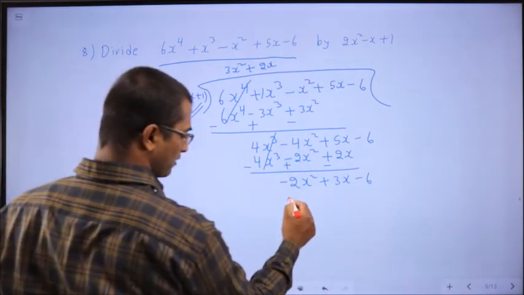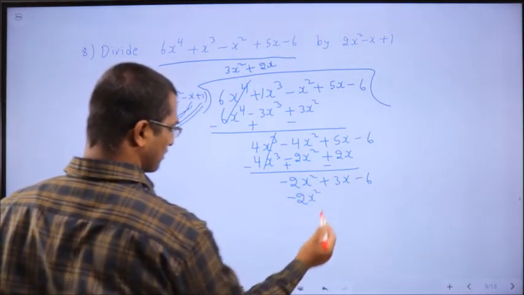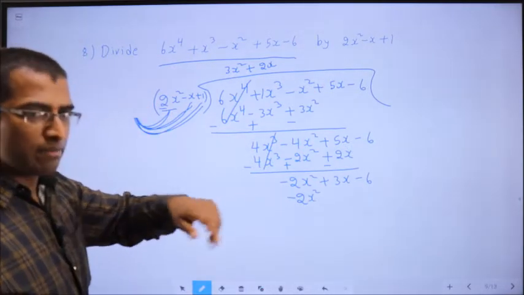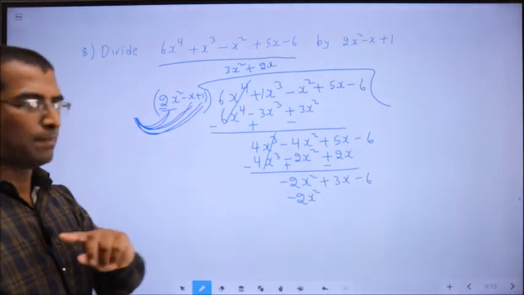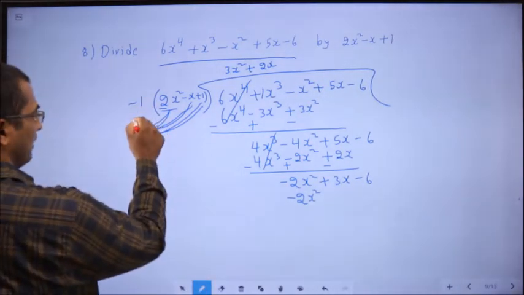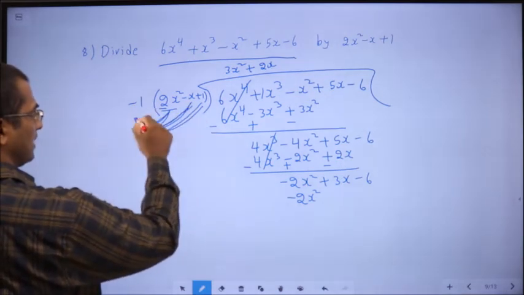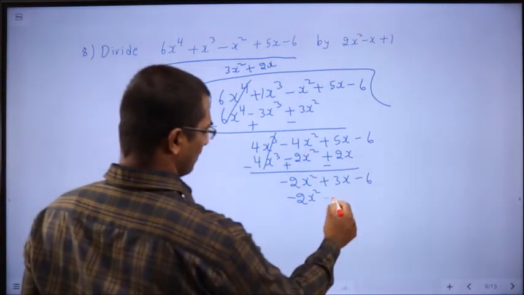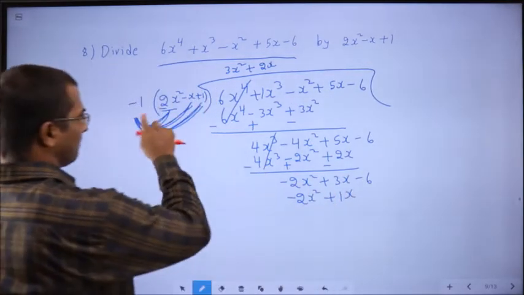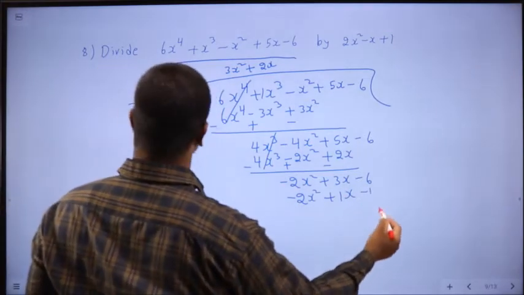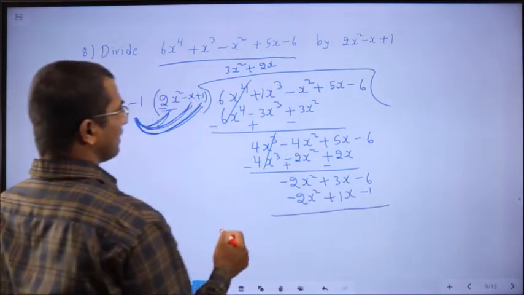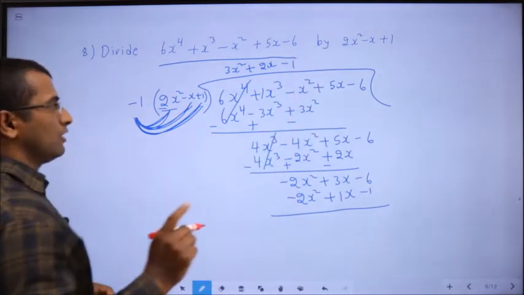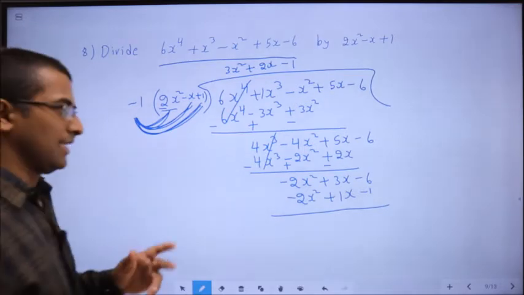So here minus 2x square, below this also I should get minus 2x square. Here I have 2x square, but I should get minus 2x square, means I need to multiply with minus 1. When I am multiplying to this, I should also multiply to the second term and also the third term. So minus 1 into minus x will be plus 1x. Minus 1 into plus 1 will be minus 1. Okay. So that becomes the next term in your quotient.